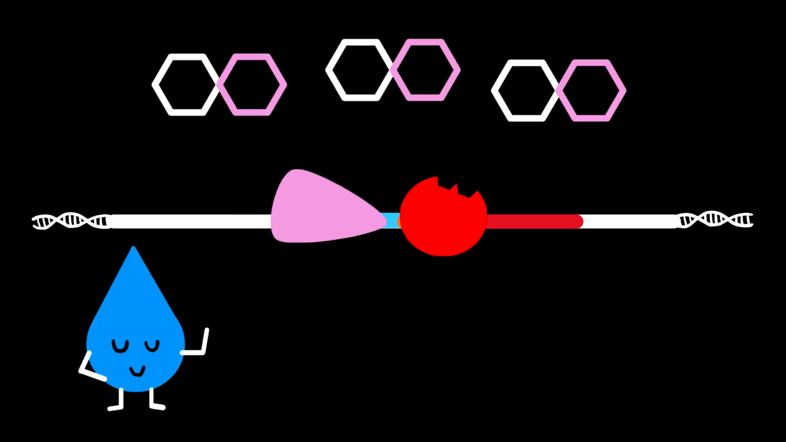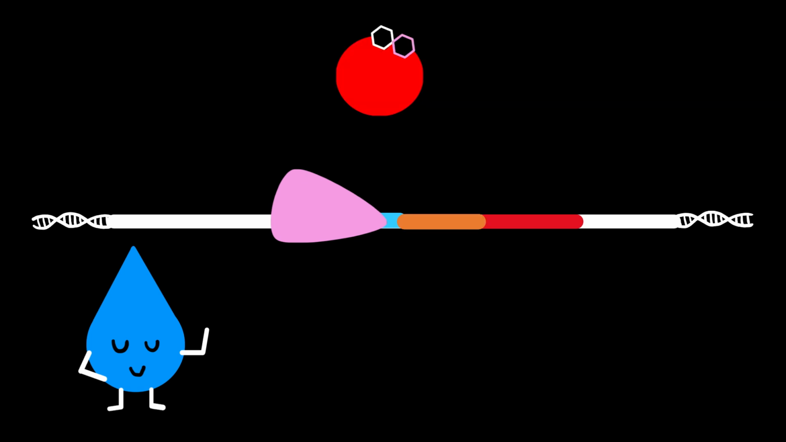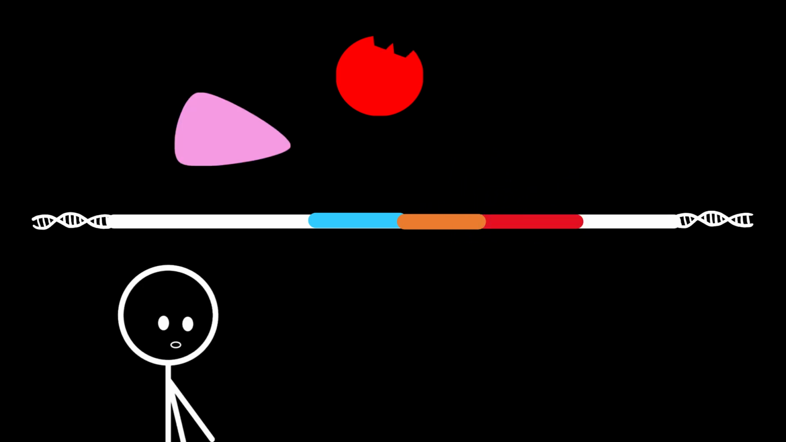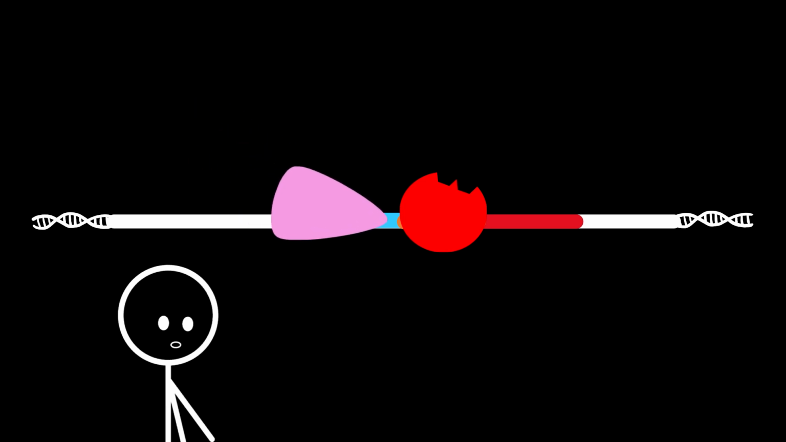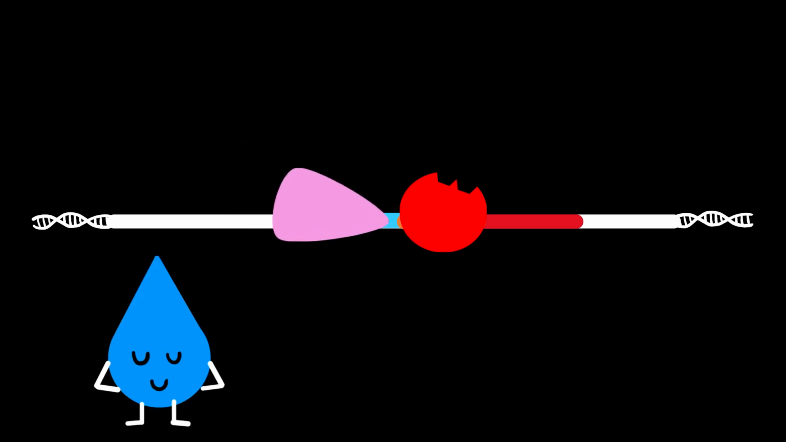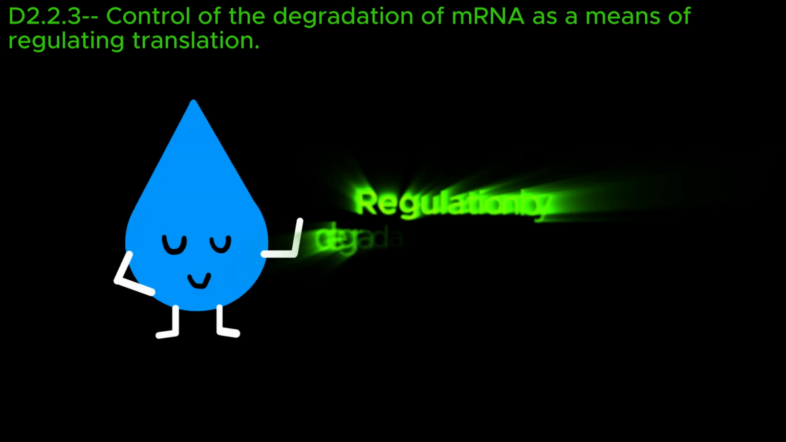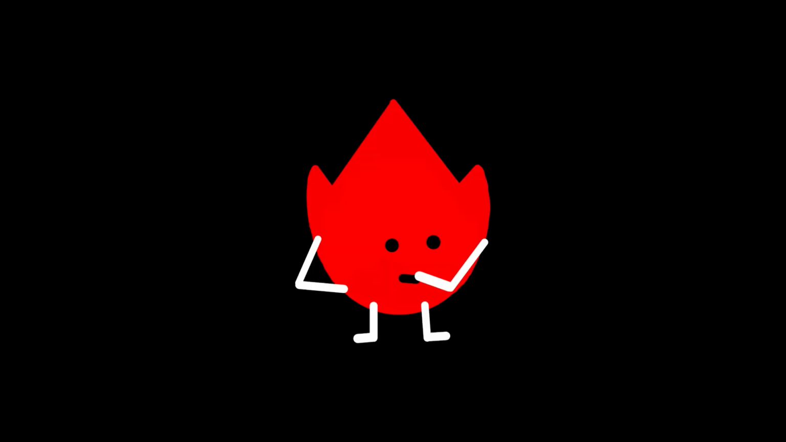However, when lactose is present, it binds to the repressor, which deactivates the repressor, allowing transcription to occur. Oh, and when there isn't lactose, the repressor binds to the DNA again, so transcription is blocked. Yep, you got it. The next type of gene regulation is through the degradation of mRNA. If you leave mRNA in your body, it will naturally be degraded.